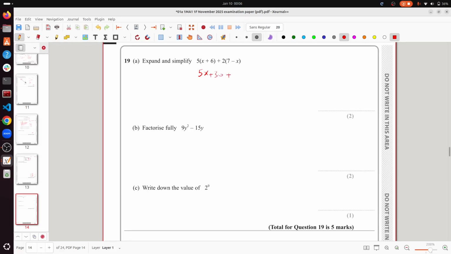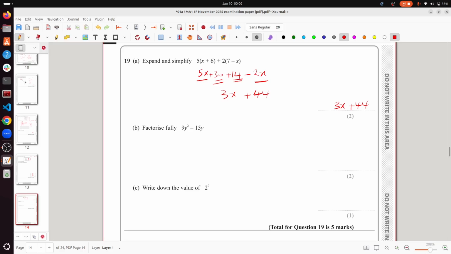2 times by 7 gives me 14. And be careful of this negative there. 2 times by minus x gives me minus 2x. Now, I need to add like terms. I can't add unlike terms, but I can add like terms. So 5x, take away 2x, I have 3x. 30, take away 14, they are like terms, they are numbers. And that gives me 44. Remember, put your answer on the number line there.